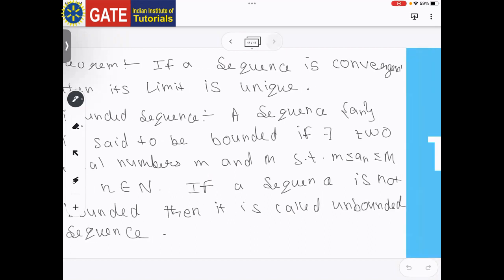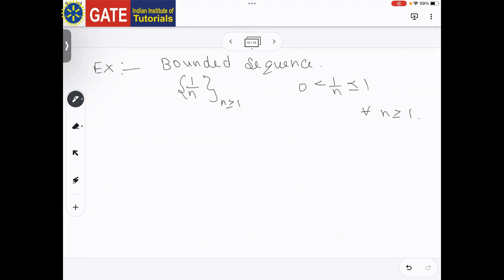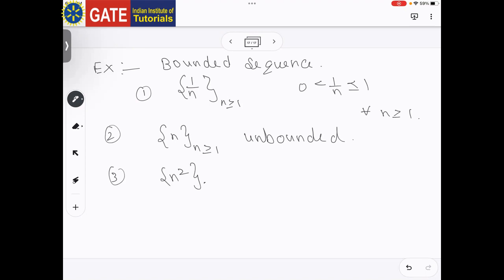So let's see the examples. Muskan, can you tell me an example of a bounded and unbounded sequence? Sir, unbounded sequence are the natural numbers. Yeah. And bounded? Bounded, 1 by n. n by n, yes, sir. So 0 is lesser than 1 by n is lesser than or equal to 1 for all n greater than or equal to 1. Second one is natural numbers. It is unbounded. Third one is n square plus n. These are also unbounded. Okay.